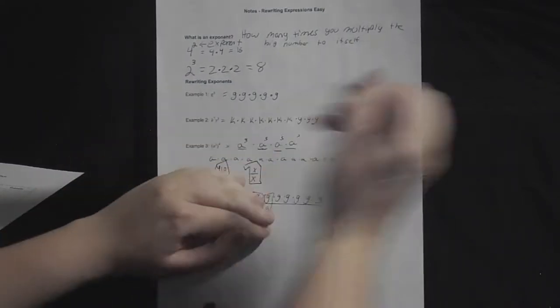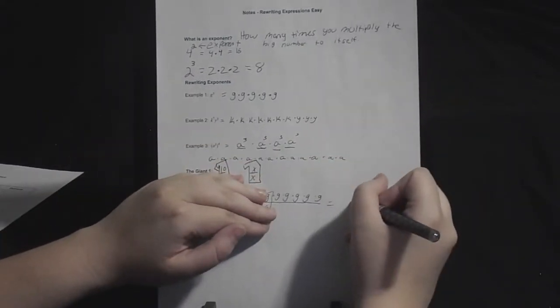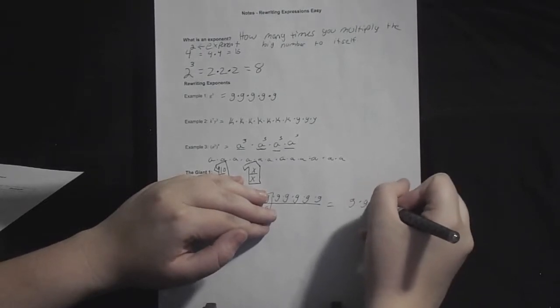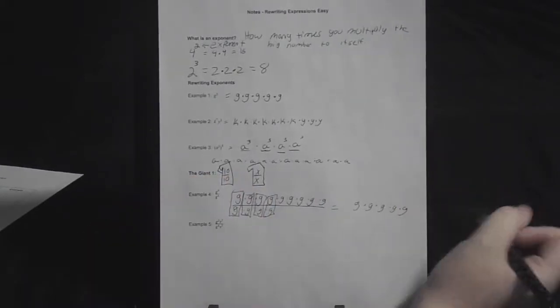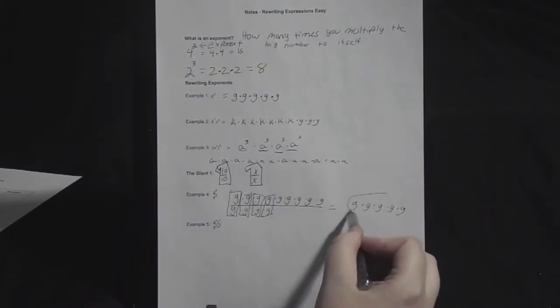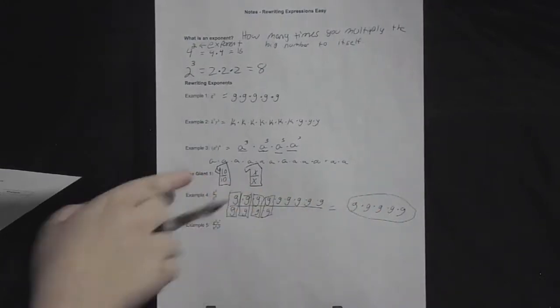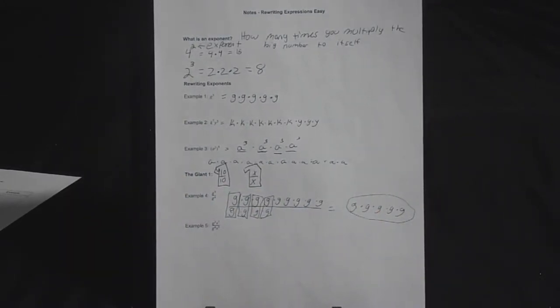And multiplying by 1 doesn't change anything. So if they all go away, really what I'm left with is 1, 2, 3, 4, 5 g's. And that would be my long term, or my long written form of this guy. Because there were things on top and bottom that could cancel because they became 1.